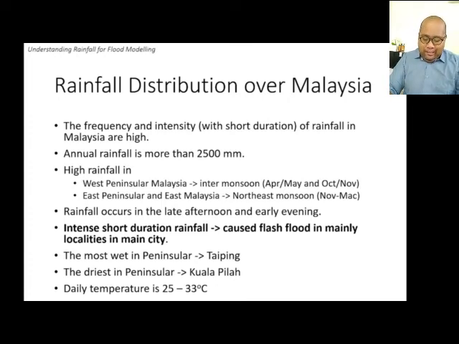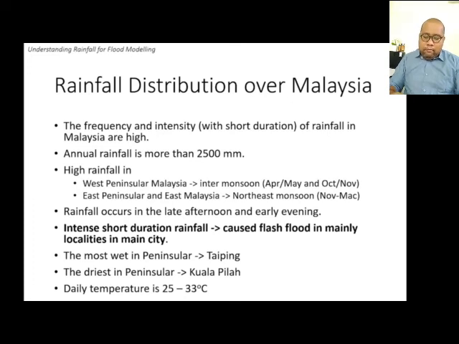Okay. So jom kita kembali balik ke slide kita. So normally rainfall occurs in the late afternoon and early evening. That's why during the morning and also afternoon, sangat panas, and then suddenly masa evening or during the night there is a rainfall. So that's the characteristic of the rainfall in Malaysia.